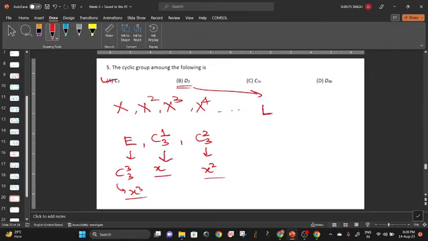E, C3, Cn, C3 and C2. 3C2, 3C2, yeah, perpendicular to C3. Yes, this is D3 group.